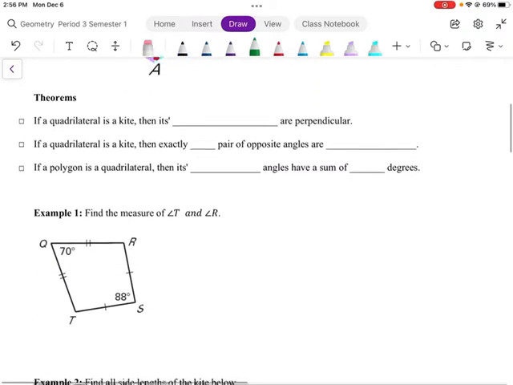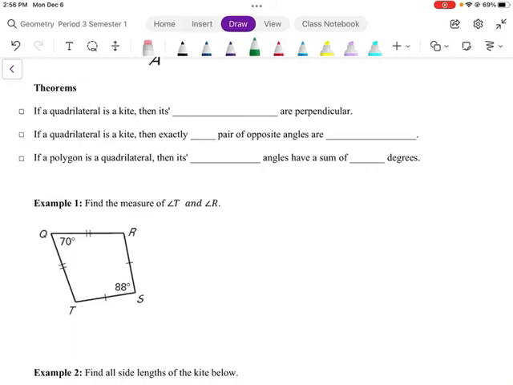All right, so next we have some theorems to go through. If a quadrilateral is a kite, then its diagonals are perpendicular. And if a quadrilateral is a kite, then exactly one pair of opposite angles are congruent. And if a polygon is a quadrilateral, then its blank angles have a sum of blank degrees. And this one is the interior angles. And they have a sum of 360 degrees.